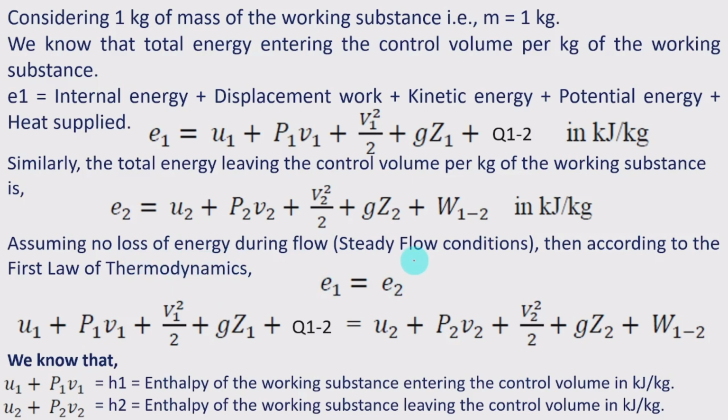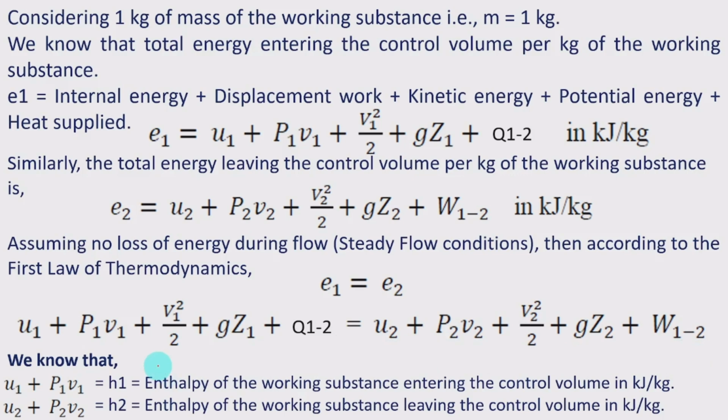We are going to take the steady flow energy, and that's why it is a steady flow condition. For that, there is no loss of energy. So whatever energy is at the inlet is equal to the energy at the outlet. Then, according to the first law of thermodynamics, we can write E1 equal to E2. Then that can be written as U1 plus P1 V1 plus V1 square by 2 plus g Z1 plus Q1 to 2 is equal to U2 plus P2 V2 plus V2 square by 2 plus g Z2 plus W1 to 2.